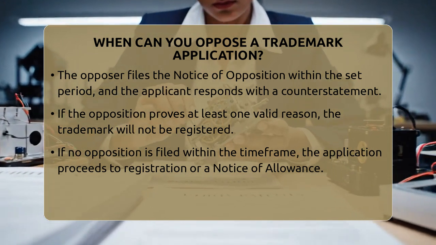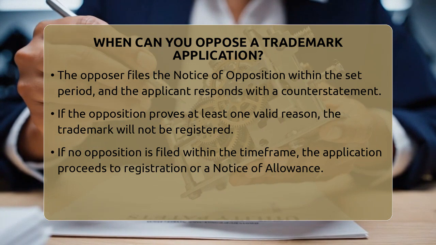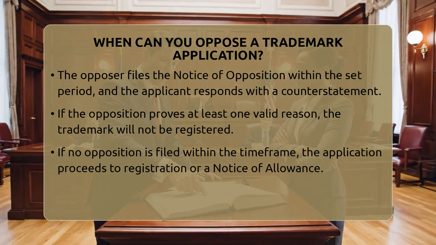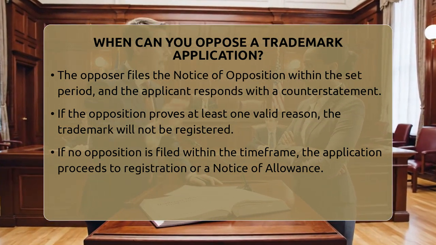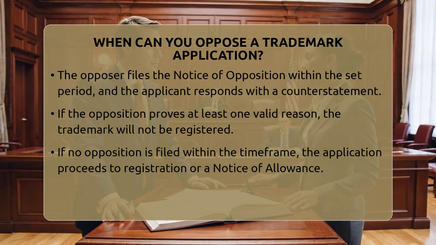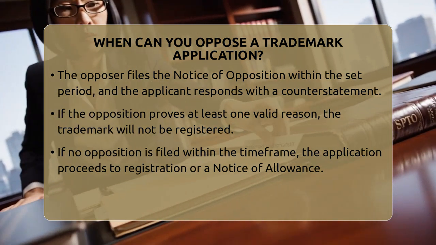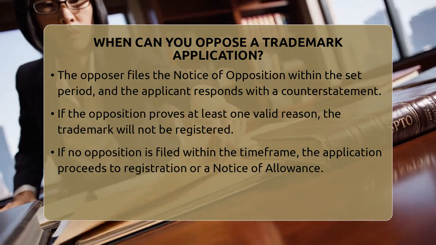So, in simple terms, you can oppose a trademark only after it is published for opposition and within the specific period. Your opposition must be based on clear legal reasons that show how the registration could harm your rights or interests. Knowing these rules helps protect your brand and ensures fair competition in the marketplace.